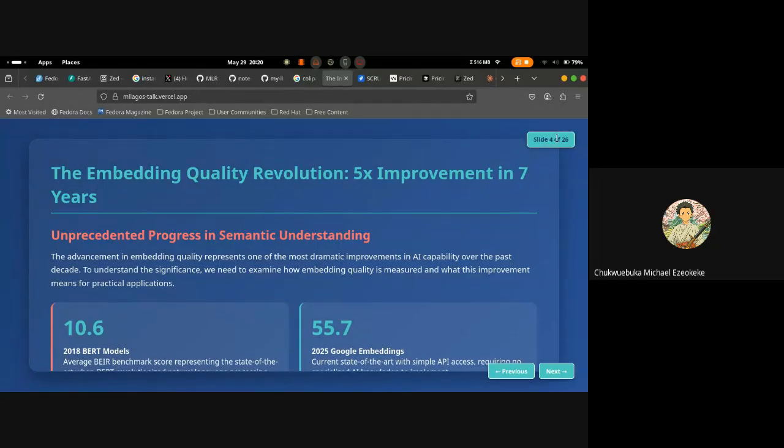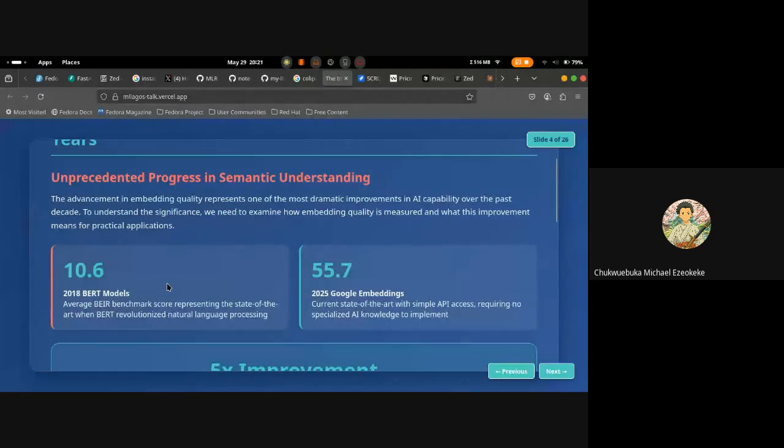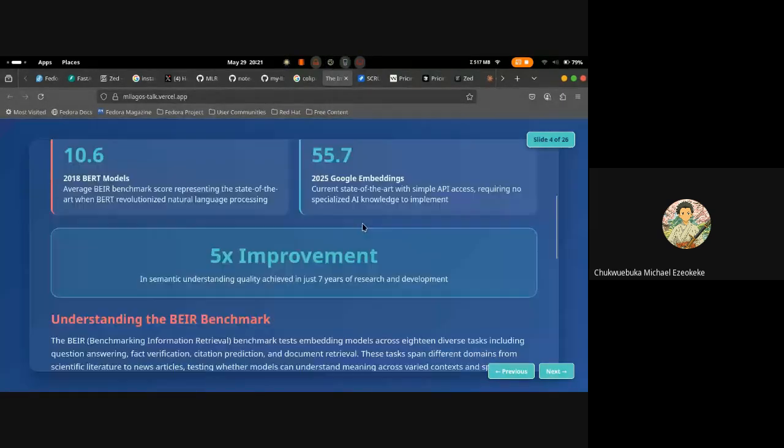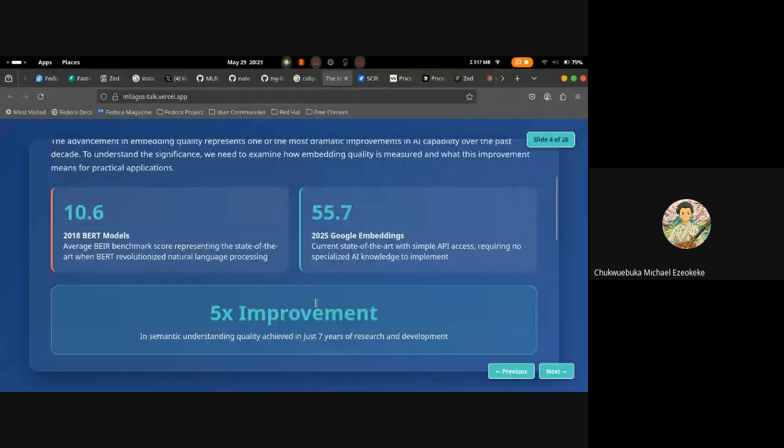Just for example, when BERT came out, this was the performance of BERT on the average benchmark, which is used to evaluate embedding models. And then Google's embedding model, the recent one that came out this year, around February or March, this is its performance on the benchmark. So you can see that there have been a good number of improvements in just 7 years.